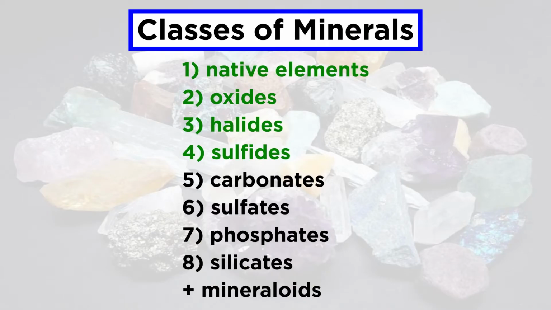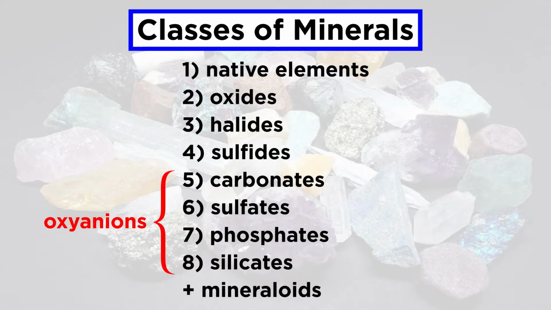In the previous tutorial, we covered the first 4 classes of minerals, those being native elements, oxides, halides, and sulfides. The other 4 mineral classes that we will discuss can all be described as oxyanions, or minerals with polyatomic anions composed of some atom covalently bonded to oxygen atoms. The most important class of these minerals by far is the silicates, but these will require several tutorials unto themselves.